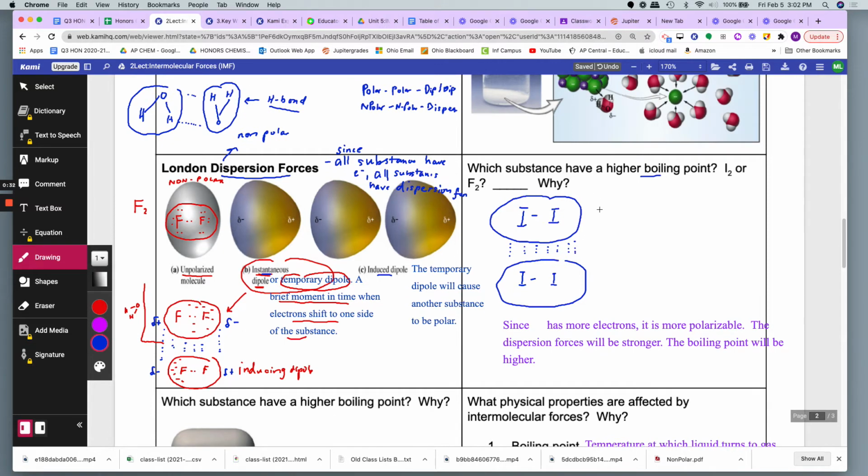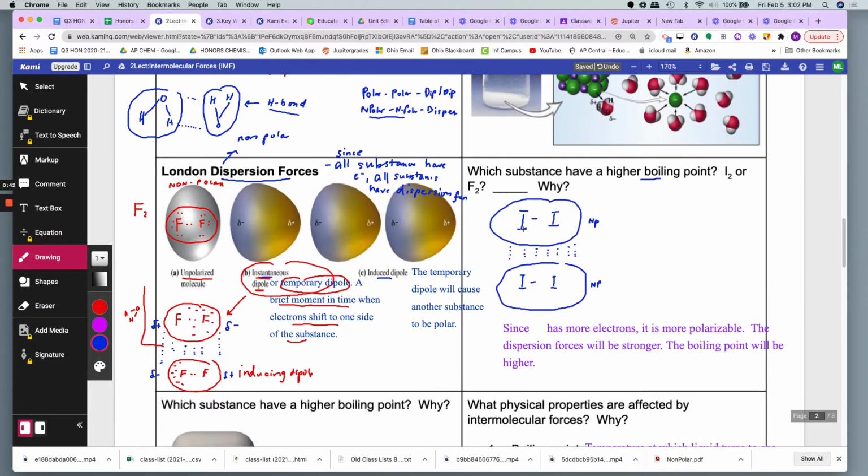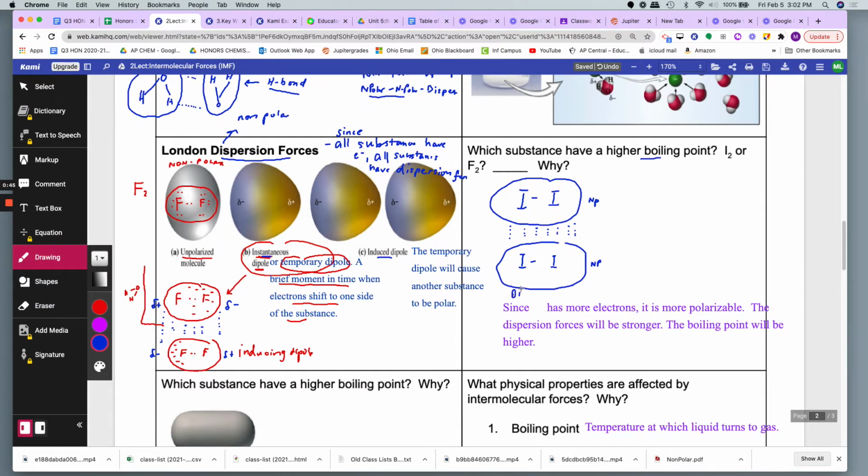Okay, well, it is a nonpolar and a nonpolar substance. So the only possible IMF would be a dispersion force. So this is definitely a dispersion force. Okay, so you're trying to break that and you're trying to break F2.